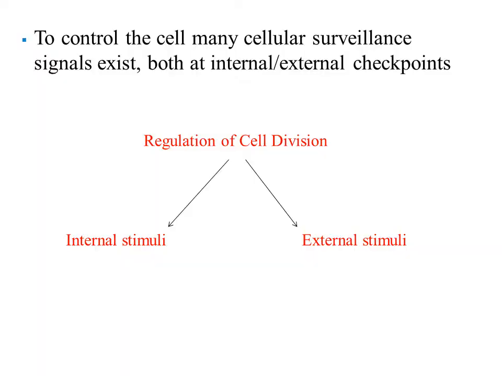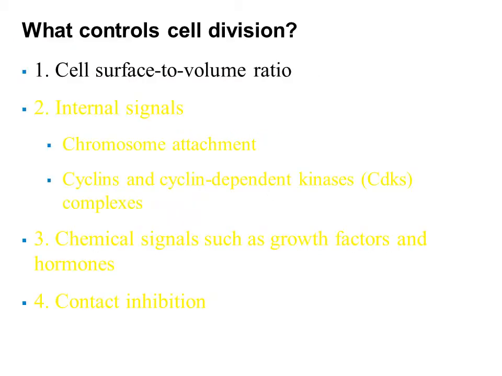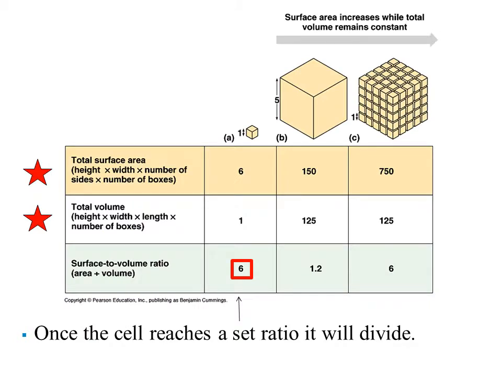Today, we will be talking about controlling the cell. To control the cell utilizes many cellular surveillance signals, both from an internal standpoint and an external standpoint. What controls cell division? There's four things we will talk about. The first one is called cell surface to volume ratio. Once the cell reaches a set ratio, it will divide.